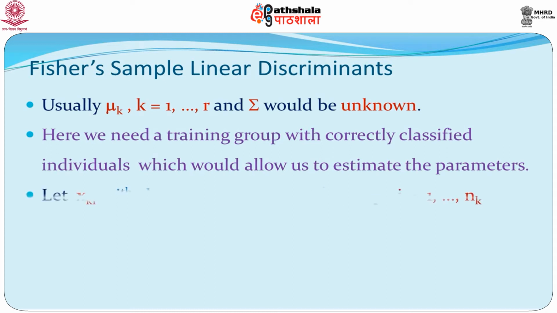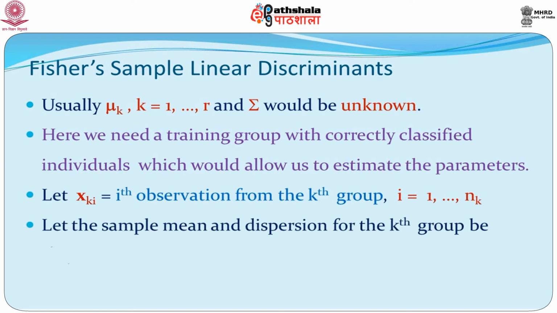So, we will call it a training group, and we will say that xki is the ith observation from the kth group, and we have nk observations from the kth group, and there are r such groups. So, we define the sample mean and dispersion for the kth group as xk bar and Sk. These are sample versions of the mu k's and sigma. Mind you, we are assuming sigma to be the same, but the sample variances would come out to be different for each of the different groups.